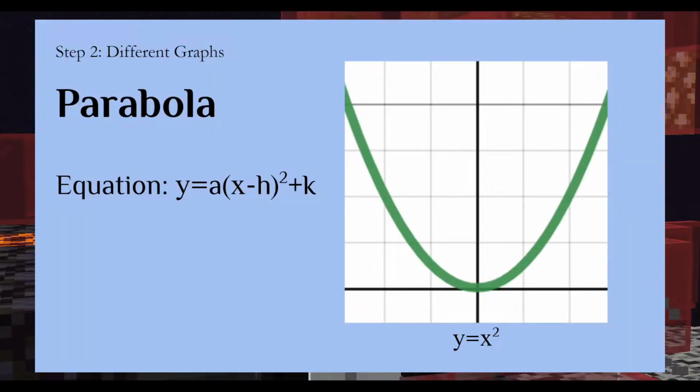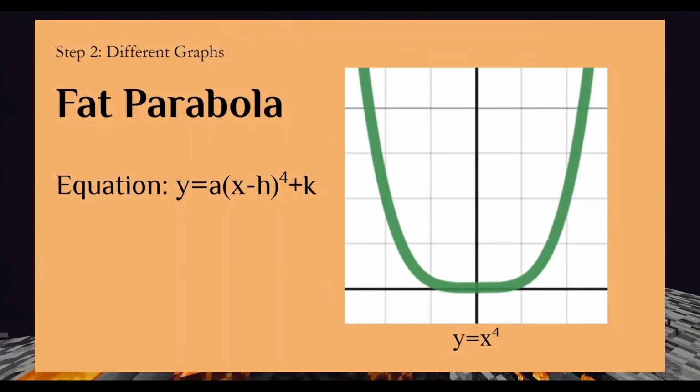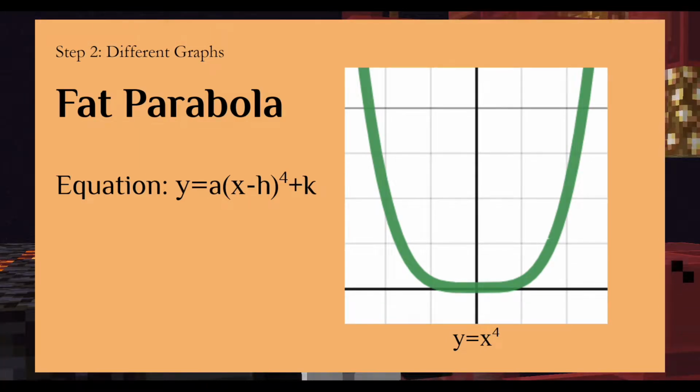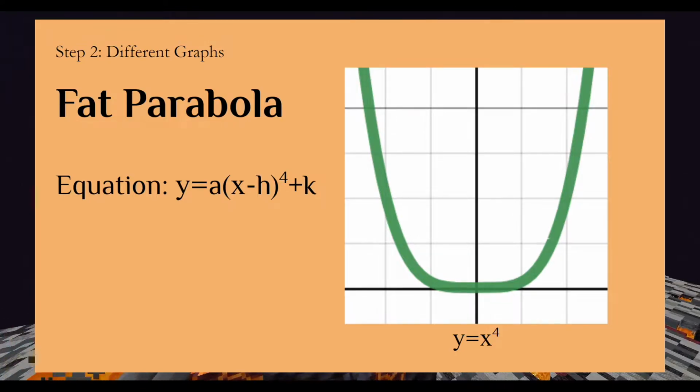Next is the parabola. For all equations with an x and a y, keep in mind that they are variables and do not change x and y with numbers. Next is the fat parabola. In case you want the curve of the parabola but a bit more cornered, you can also keep going by intervals of even numbers, such as 6, 8, etc. The higher the number, the more corner-like the graph looks.